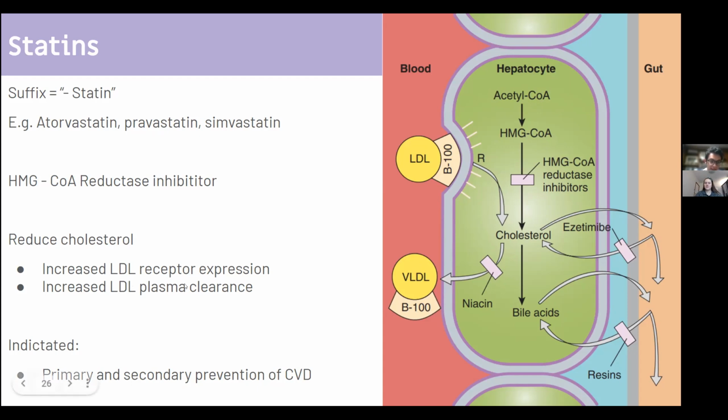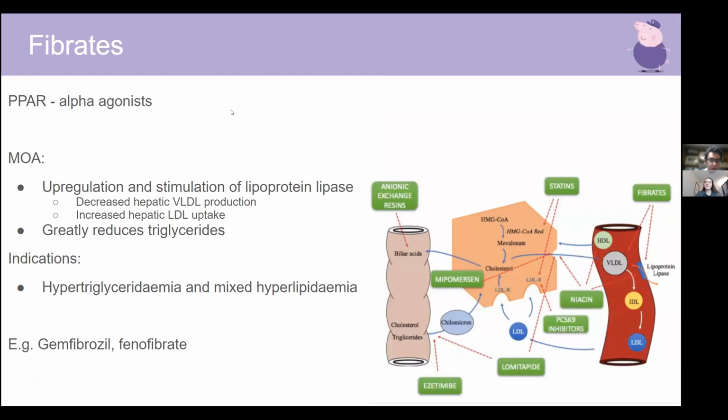Because your LDL receptors increase, you're increasing LDL plasma clearance. So you're taking LDL away from the plasma to bind the LDL receptors, which are depicted as B100, and this LDL is being internalized and recycled. It's indicated in primary and secondary prevention of cardiovascular disease.